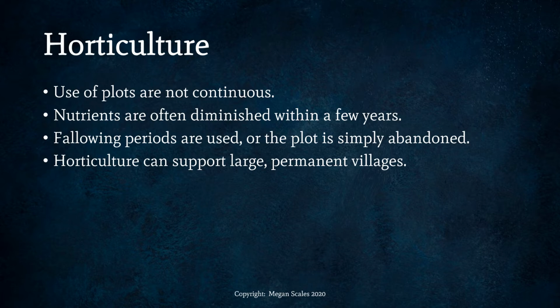So some things that make horticulture horticulture is the use of plots temporarily. So the plots aren't used continuously. In these plots, the nutrients in the soil are often diminished within a few years. Fallowing periods are used, or the plot is simply abandoned. So I mentioned earlier, a fallowing period is when you leave the plot to become overgrown by natural vegetation for a period of time and then recultivate later.